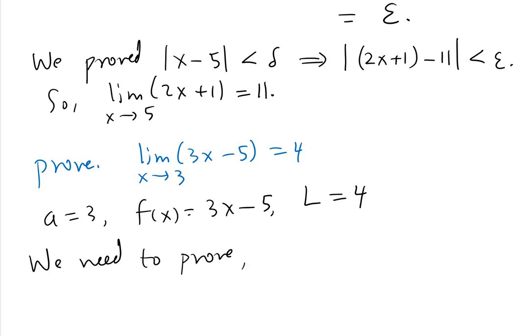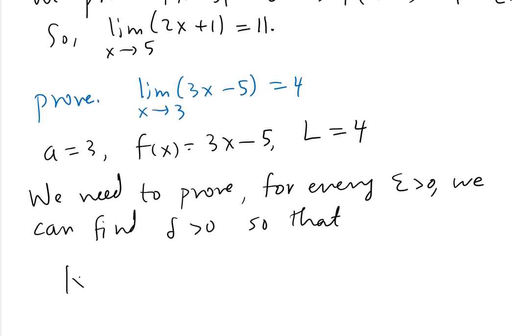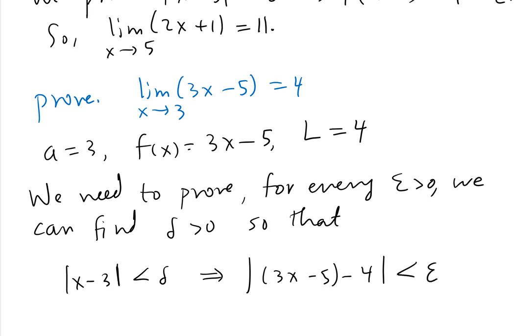We need to prove for every epsilon bigger than 0, we can find delta bigger than 0, so that absolute value of x minus 3 less than delta implies absolute value of 3x minus 5 minus 4 is less than epsilon.